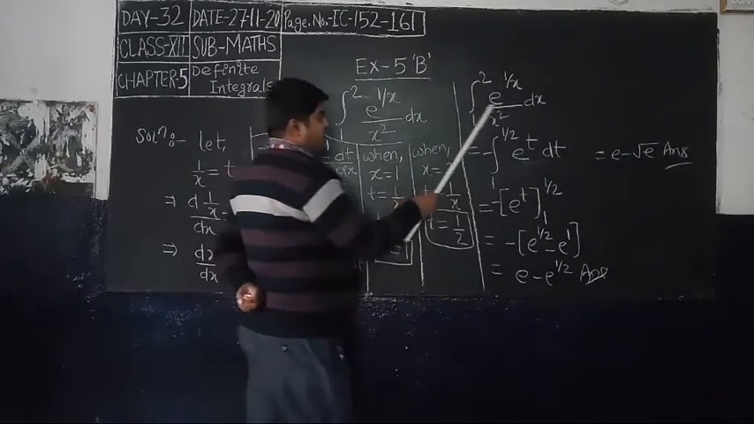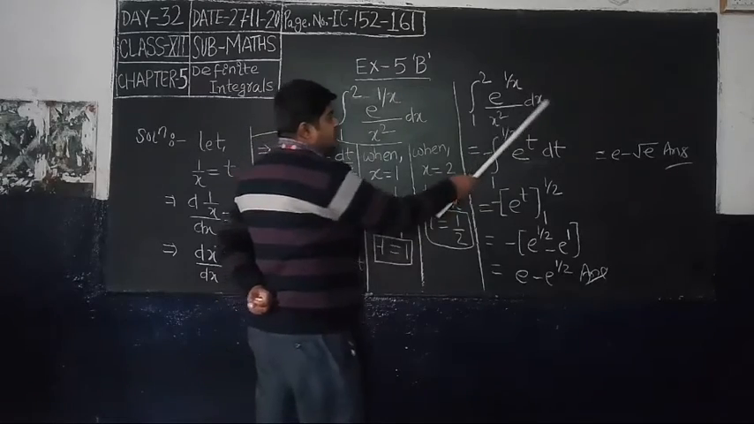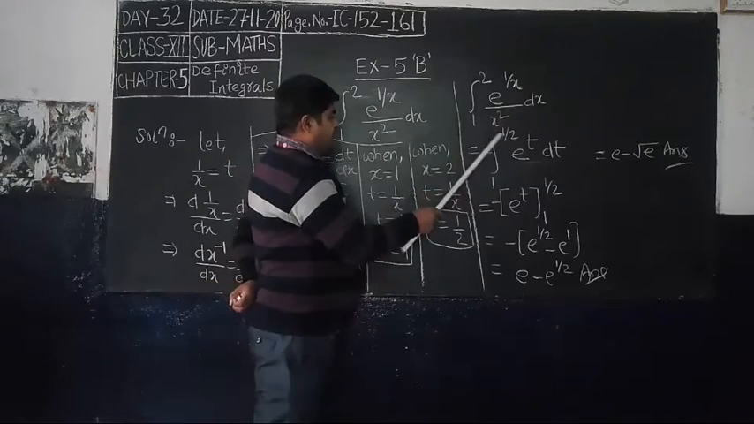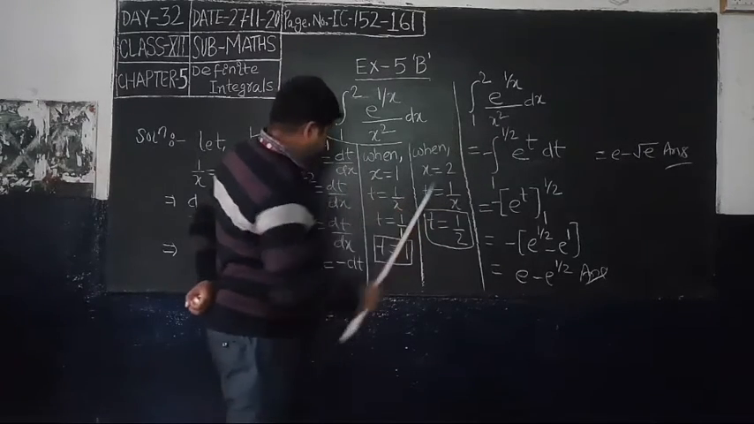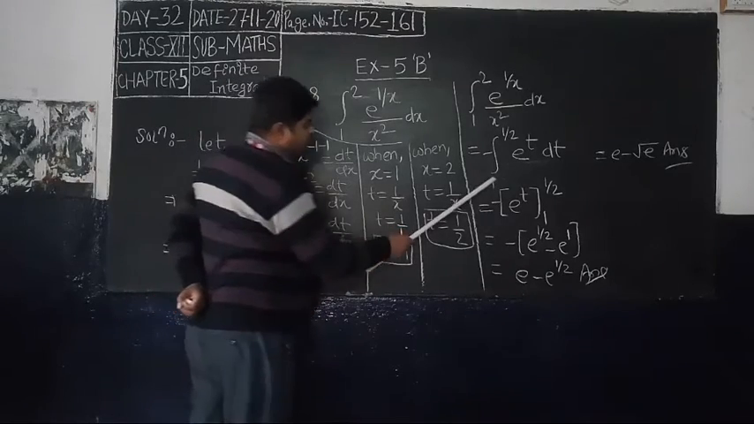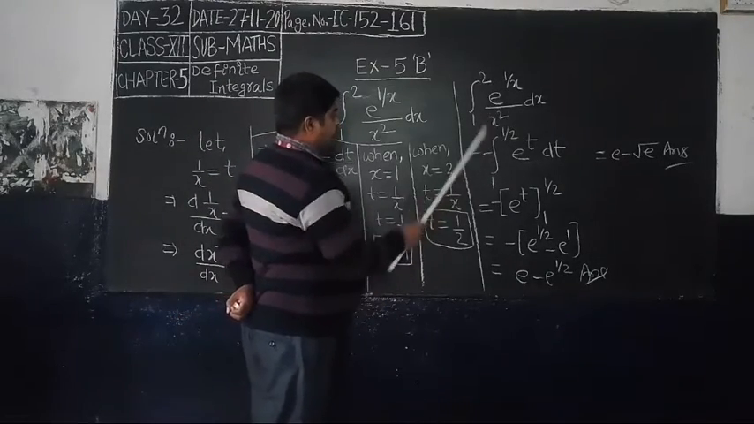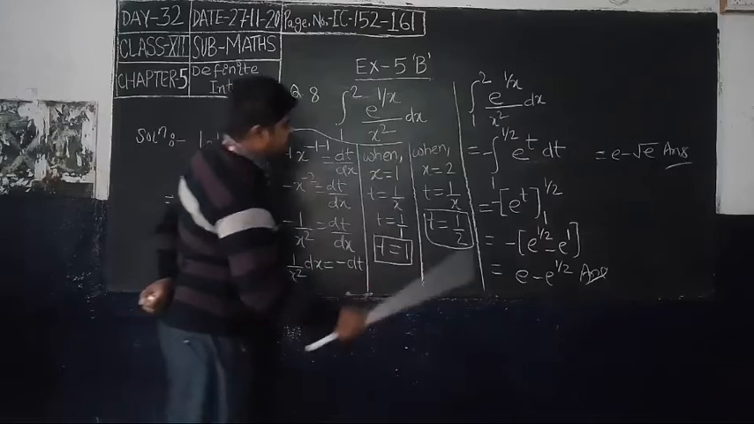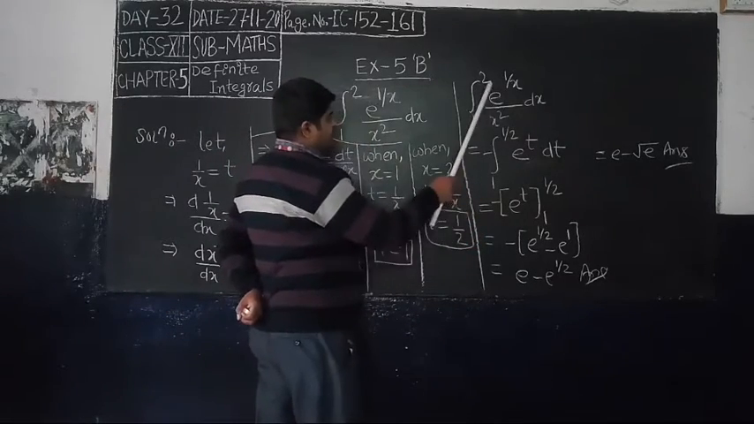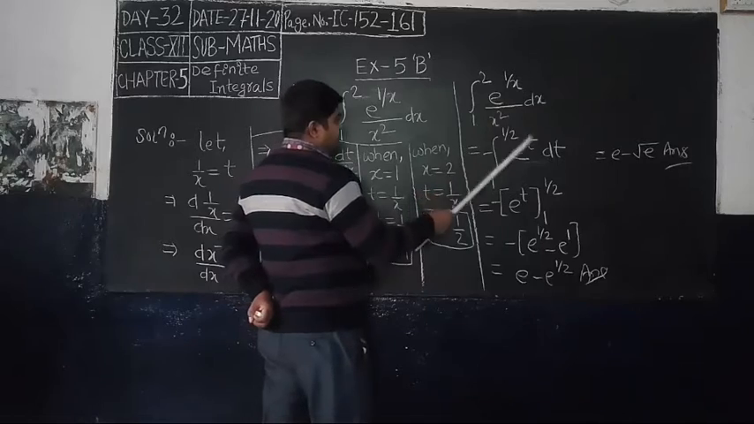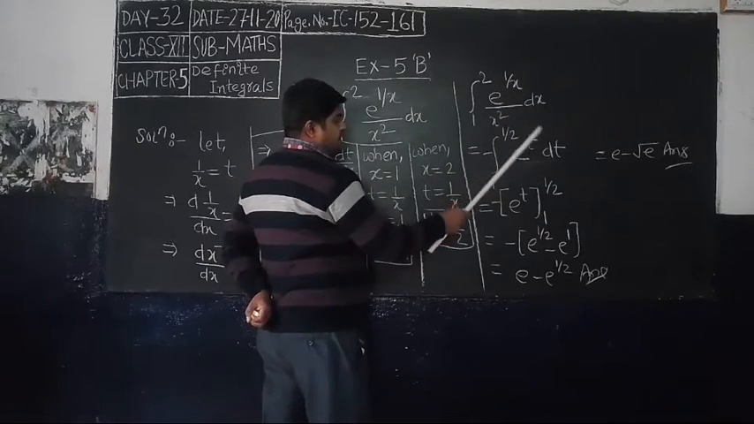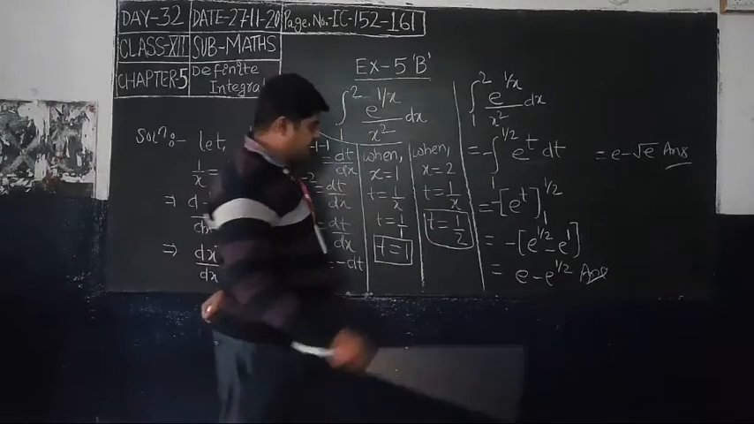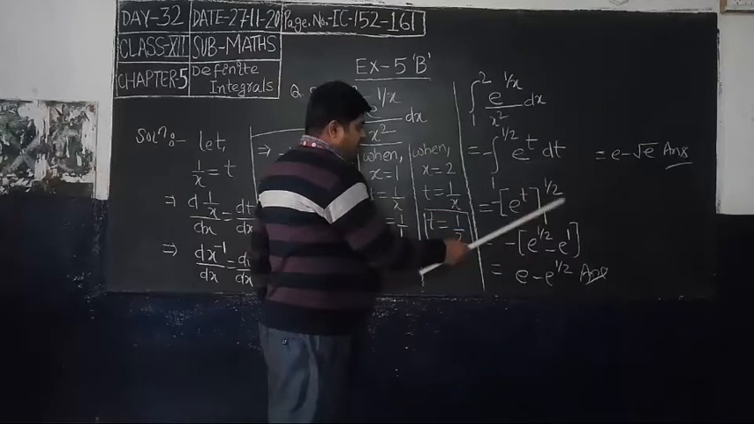You have to find the integration of e to the power 1 by x, by x square, dx, with limits 1 to 2. Now put the changed limits: the lower limit is 1, and the upper limit is 1 by 2. Here 1 by x square dx is equal to minus dt, so you will put minus dt instead of 1 by x square dx. And e to the power 1 by x is e to the power t. You know the integration of e to the power t dt is the same, e to the power t, with limits 1 and half.